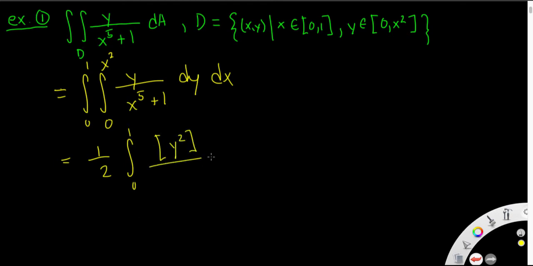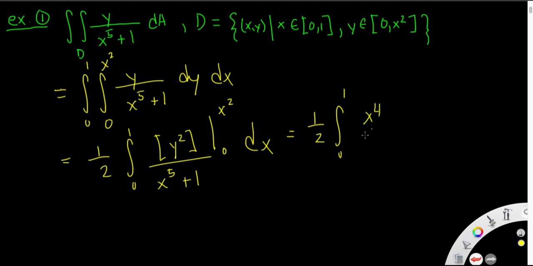We have y squared over 2, times 1 over x to the fifth plus 1, and we'll evaluate this from 0 to x squared dx. And we'll plug in our bounds here. We'll get a half, integral from 0 to 1 of x to the fourth over 1 plus x to the fifth dx.